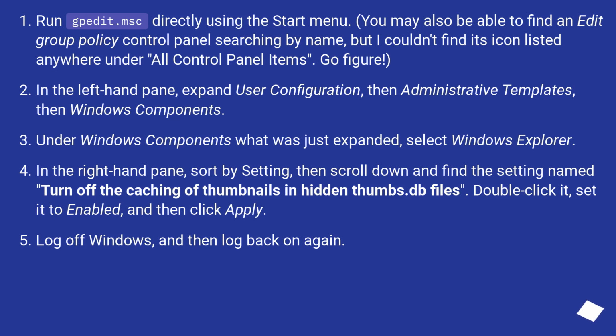In the left-hand pane, expand User Configuration, then Administrative Templates, then Windows Components. Under Windows Components, which was just expanded, select Windows Explorer. In the right-hand pane, sort by setting, then scroll down and find the setting named Turn off the caching of thumbnails in hidden Thumbs.db files. Double-click it, set it to Enabled, and then click Apply. Log off Windows, and then log back on again.